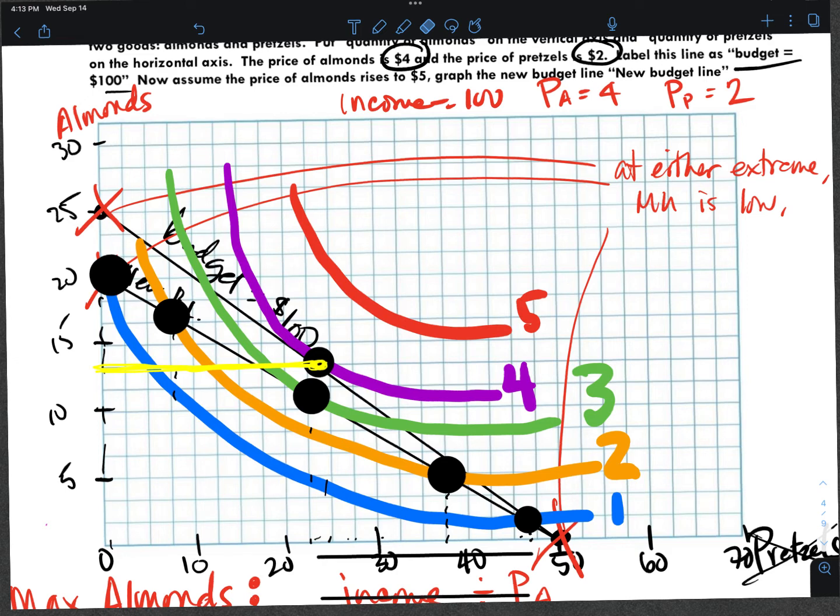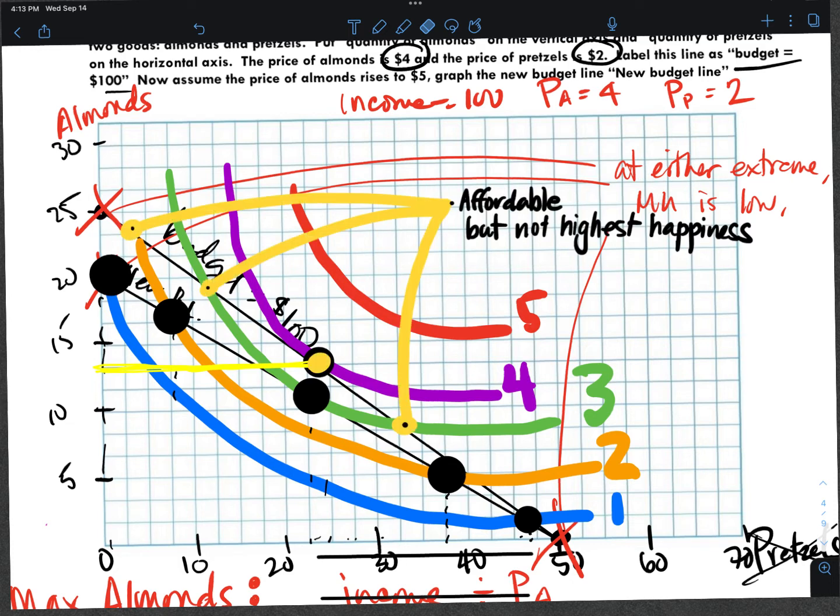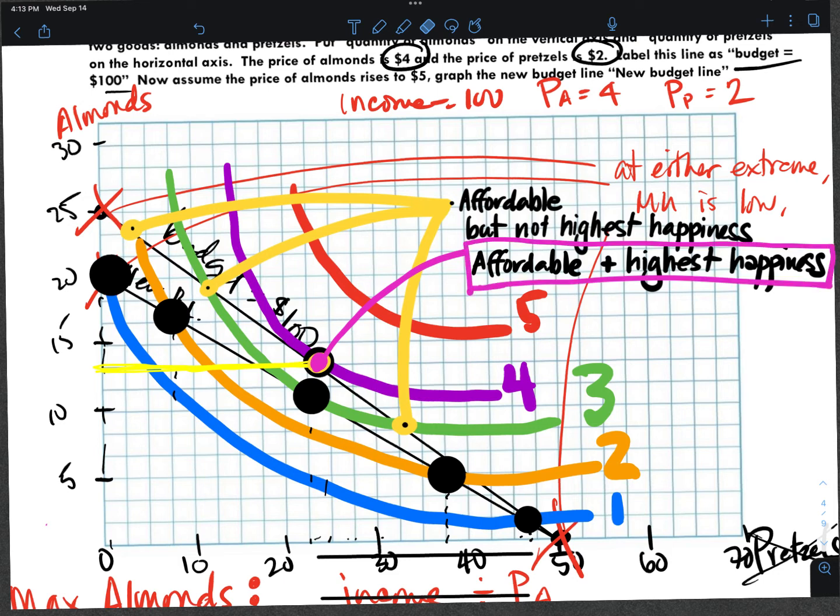When we're on the original budget line, the top one, where our budget was 100 and the price of almonds was 4 and the price of pretzels was 2, we could afford a bunch of different points, but only the point that touches the indifference curve of 4 at the highest level of happiness is the optimal point. And that's how you want to treat every budget line. If you're asked about the optimal point, you just find along the budget line the quantity that gives you the highest level of happiness. In other words, where the budget line is just tangent to the highest indifference curve.